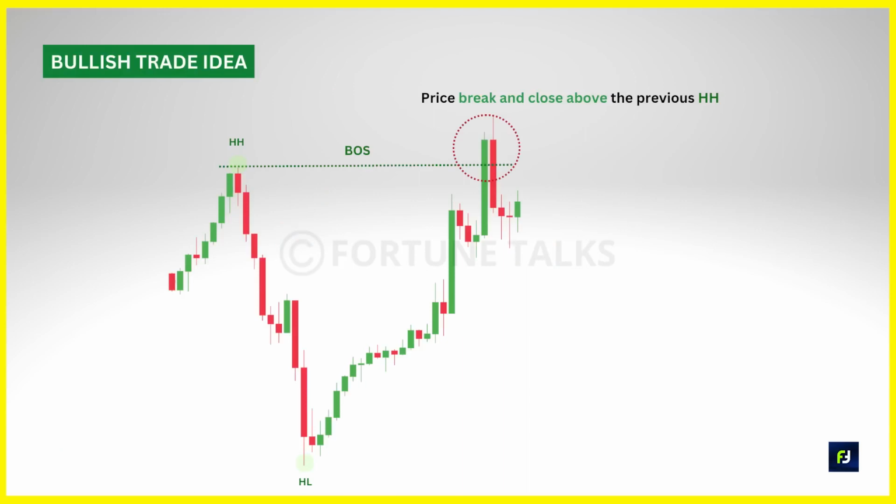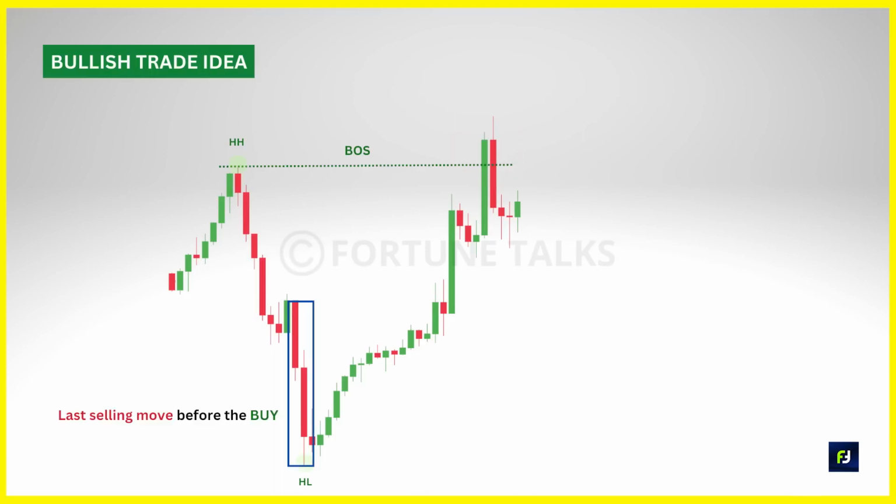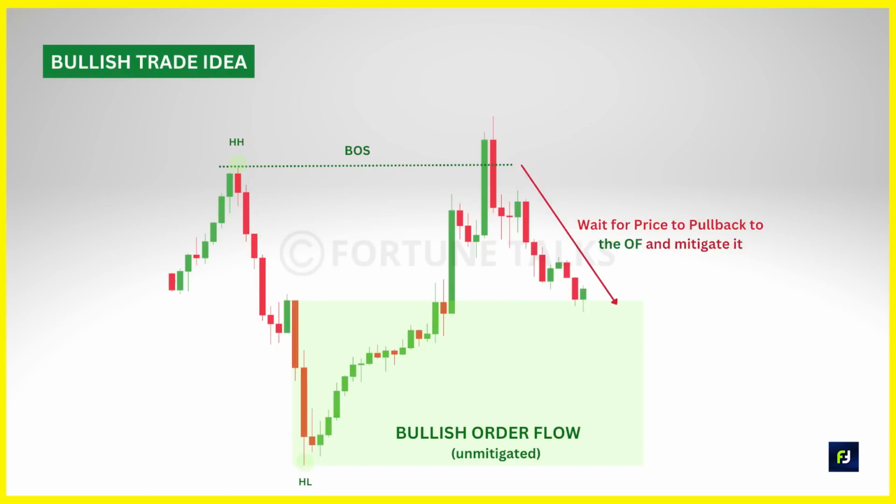Here you can see that the price has created a bullish breakout structure when it broke above the previous major swing high. We can identify the unmitigated order flow by using the method that we have learned. Now we have to wait for a valid pullback to happen. And as you can see, the pullback returned to our unmitigated order flow and tested it.